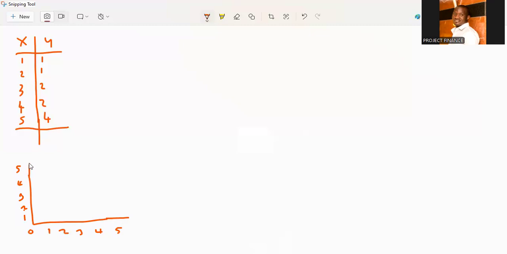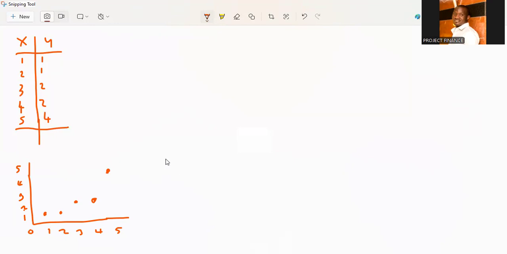So 1, 1, you put it here. 2, 1, you put it here. 3, 2, you put it here. 4, 2, you put it here. And 5, 4, you put it there. So this relationship here shows you that there's a positive relationship which is strong. But now, the extent of the strength can be calculated.